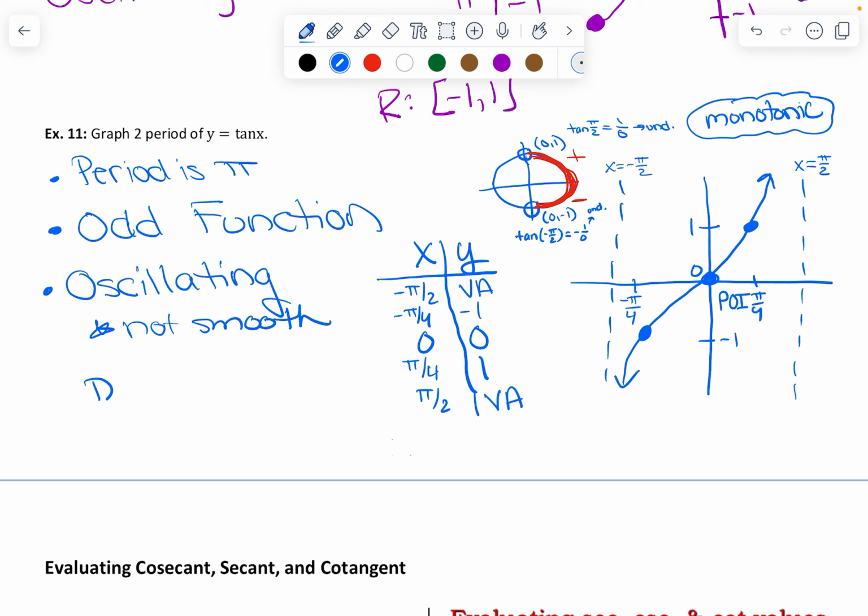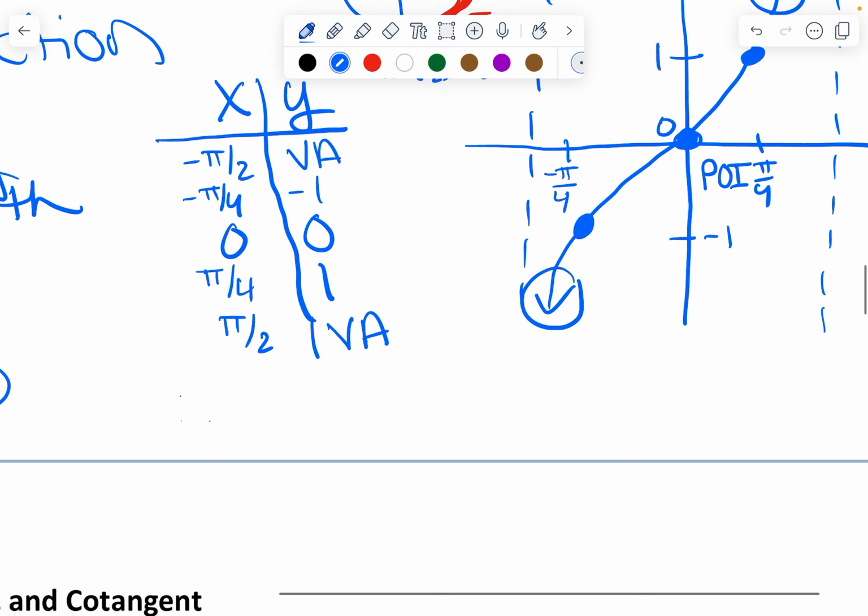So domain and range. I want to start with the range. Because this is going to negative infinity and positive infinity, that means the range is all real numbers. Or you might see it as negative infinity to positive infinity. The domain is going to be a little different. Because we have vertical asymptotes, there's a couple ways that you can write the domain. So say that we have just a sidebar. Say that we have this.